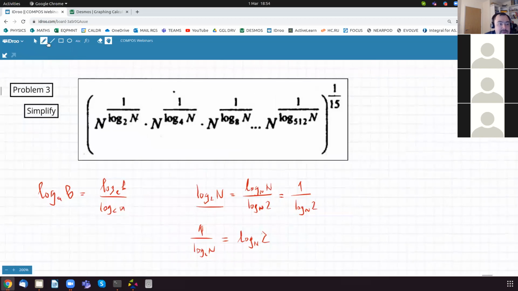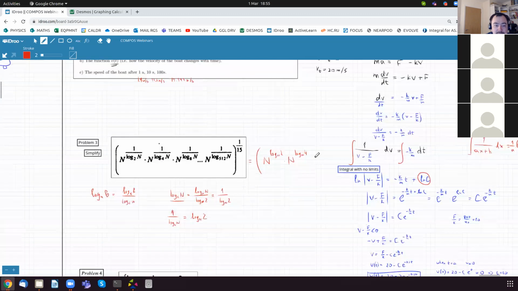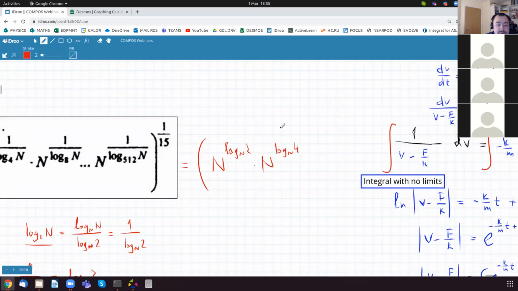So let's write this. This is going to be n to the power of log 2 base n, multiplied by n to the power of log 4 base n, times etc. and up to n to the power of log 512 base n, all to the power of 1/15.